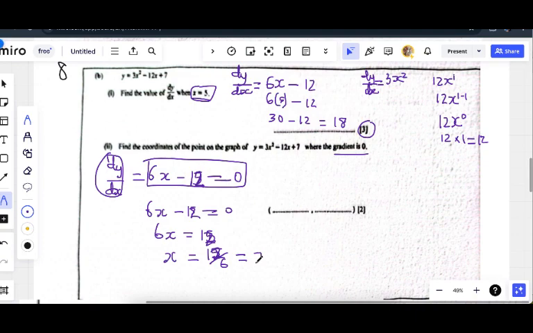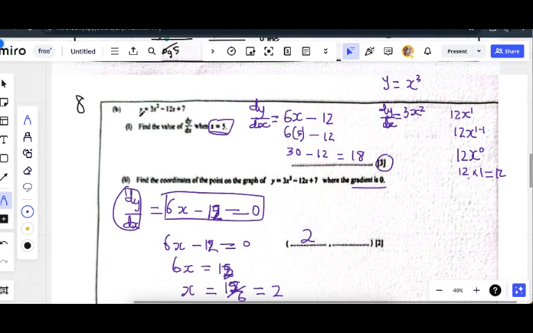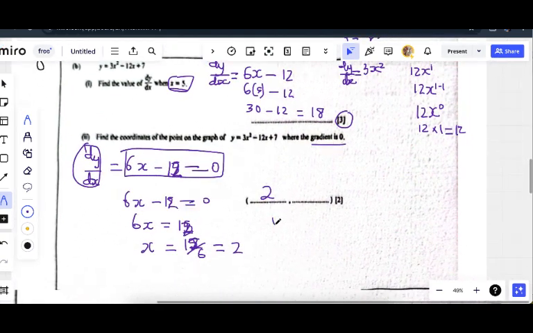So we've gotten the value of x. We got the x value for the coordinate. Now it's our turn to find the y value of the coordinate. After you get the x, you take the value of x and put it in the original equation to get y. Look at it, there's the y function. You substitute x here and you get your value of y. So take the original equation. The original equation is y equal to 3x squared minus 12x plus 7.